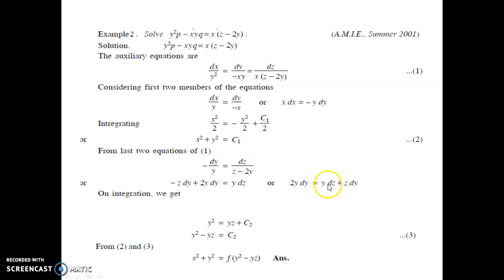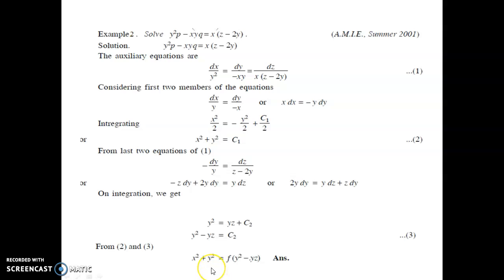You can write it as d of yz. D means differential operator, d of yz, and here you are having y dy. So integration on this side is y square by 2, 2 goes with 2, so y square only, and it becomes d of yz. So integration of this part will be yz plus a constant of integration, so y square minus yz equal to c2. So in fact this is v of xyz equal to c2, and this is u of xyz equal to c1.